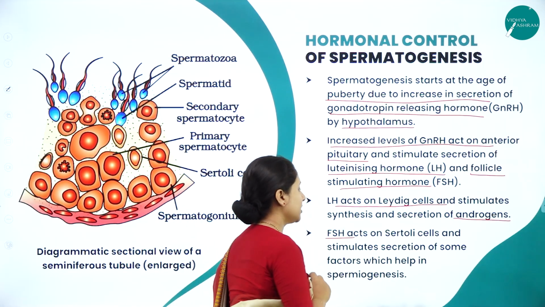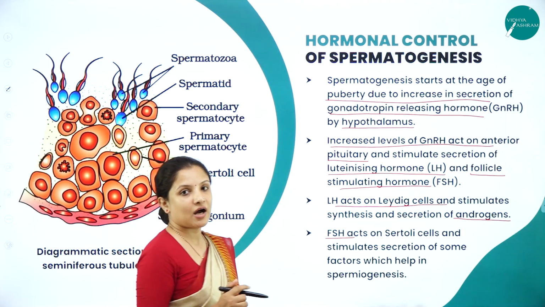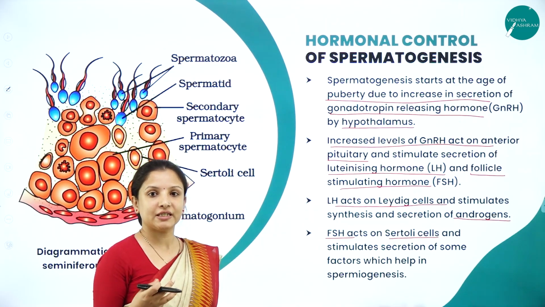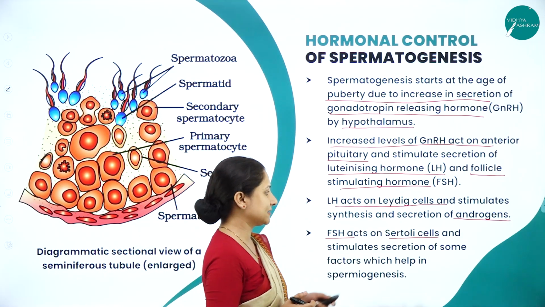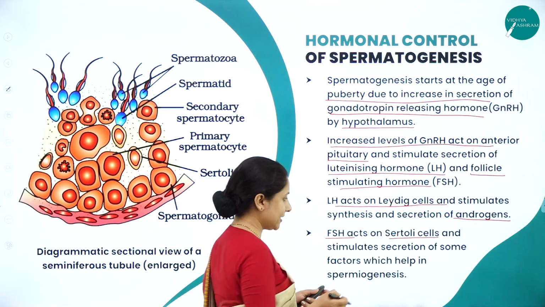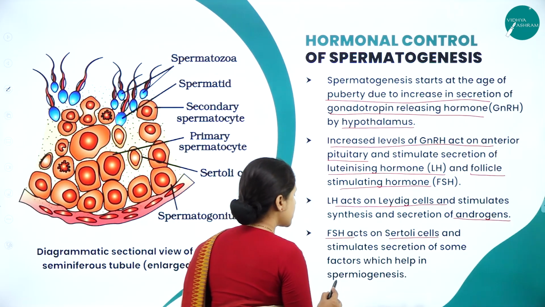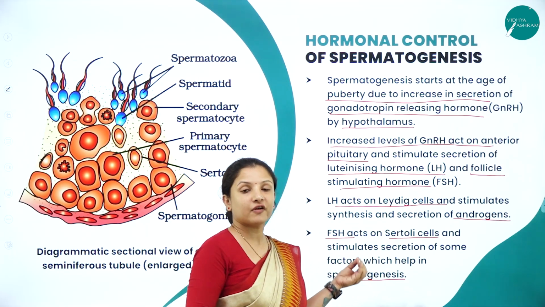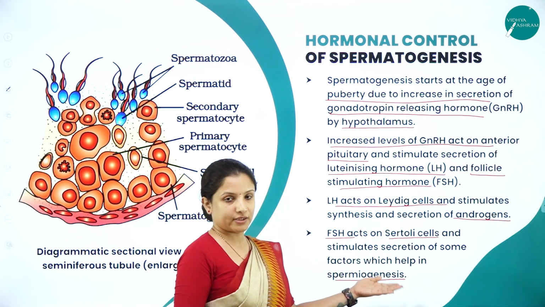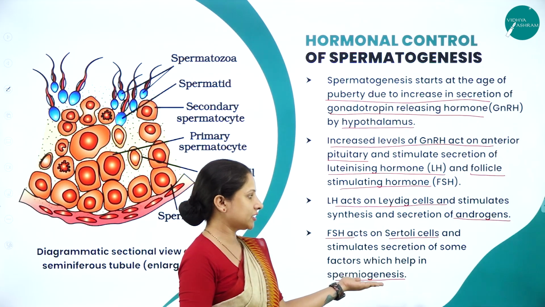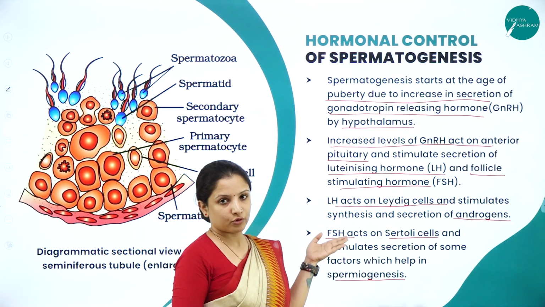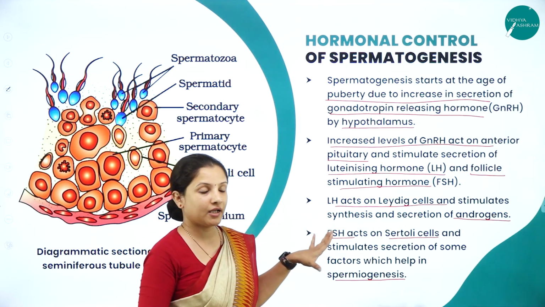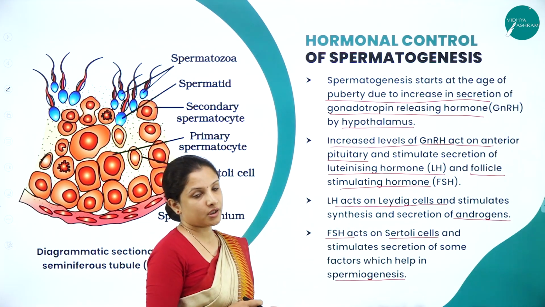What about the follicle stimulating hormone? Follicle stimulating hormone will act on the Sertoli cells. From the Sertoli cells the sperms need to get released, right? It acts on the Sertoli cells and makes them secrete some factors which help in spermiogenesis. What is spermiogenesis? It is the process of embedding of the sperm head in the Sertoli cells. So for that, follicle stimulating hormone is important. When all these processes of spermatogenesis are occurring, these hormones play a very important role.